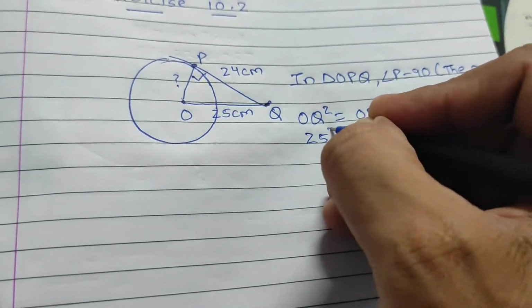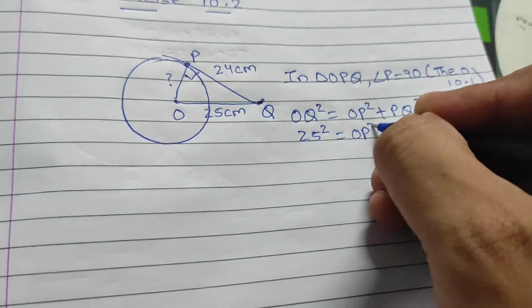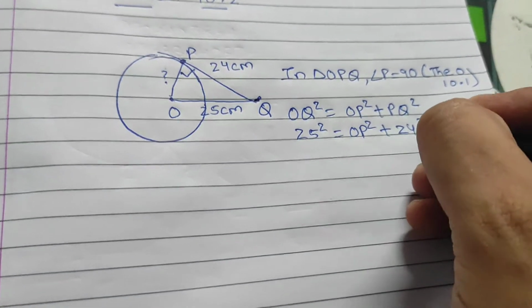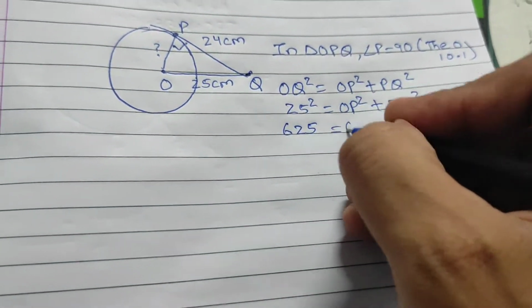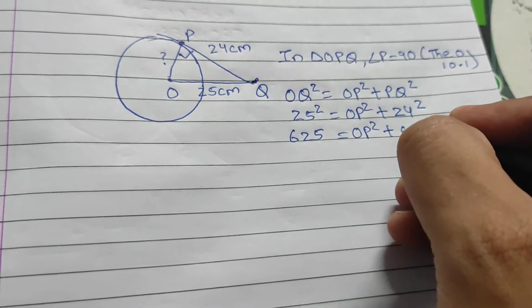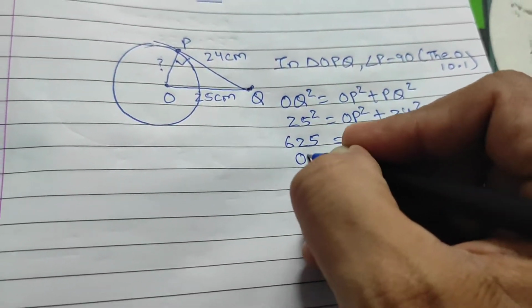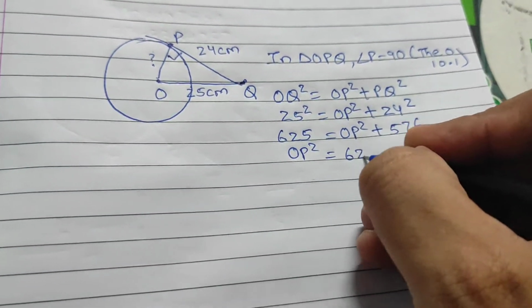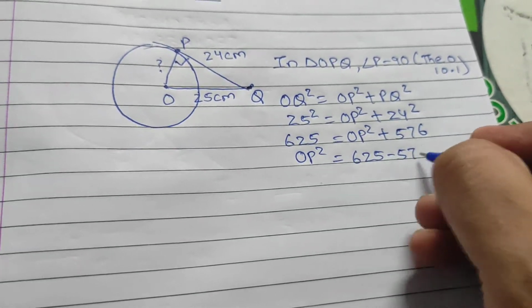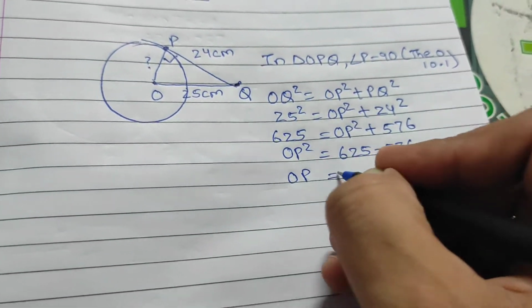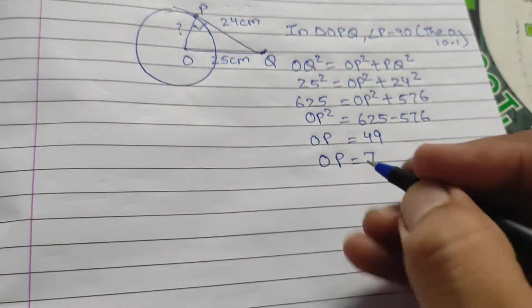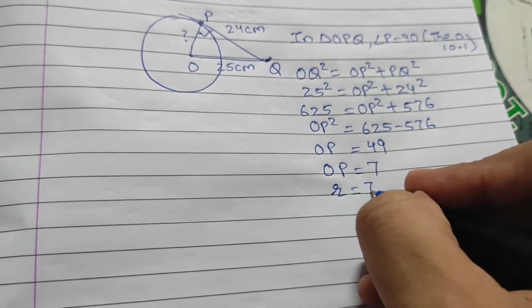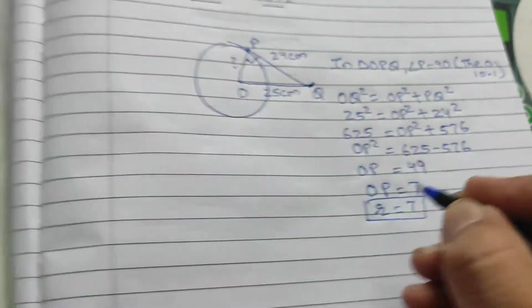OQ is 25, OP we don't know, and PQ is 24. Right? So 625 and 24 square is 576. So OP square is 625 minus 576, that is 49, and 49 is a square of 7. So hence the radius of the given circle is 7 centimeter. Look at the option. Option is A.